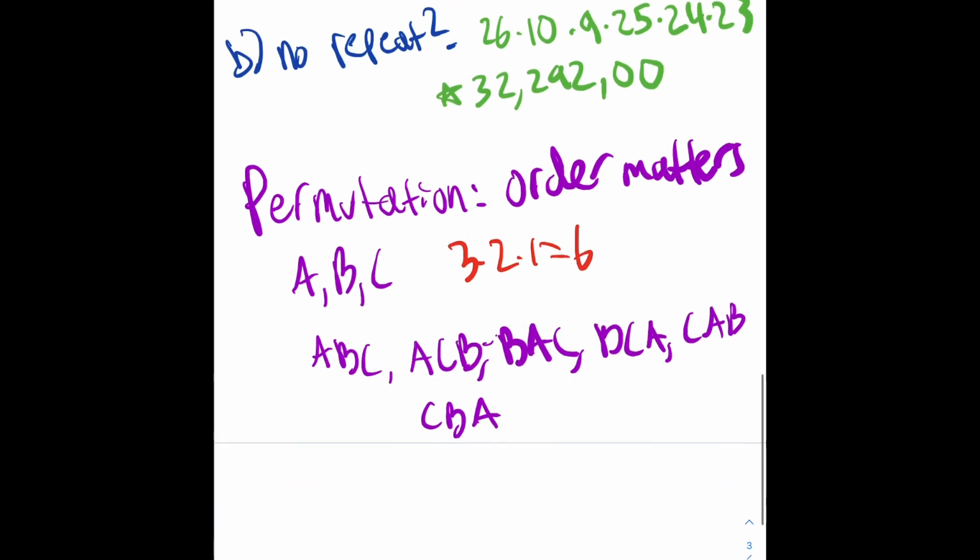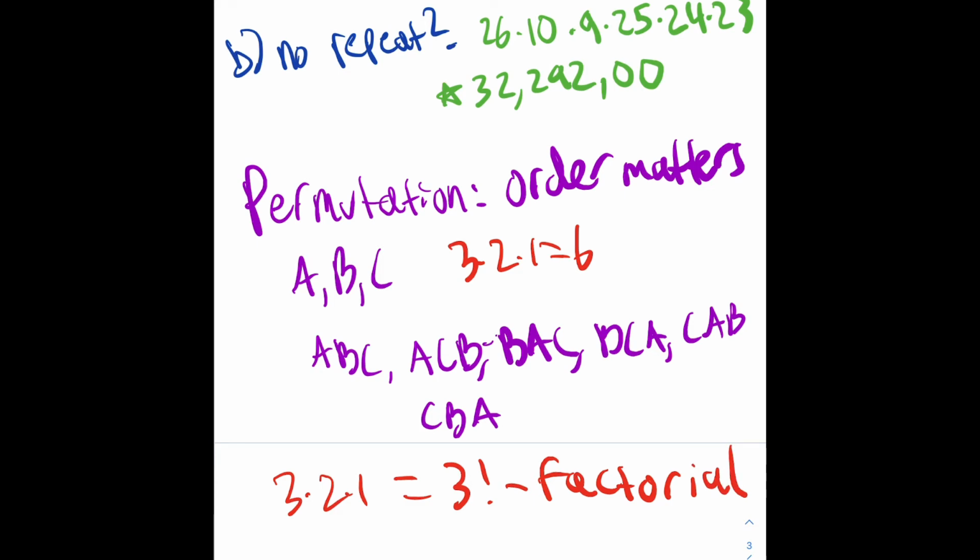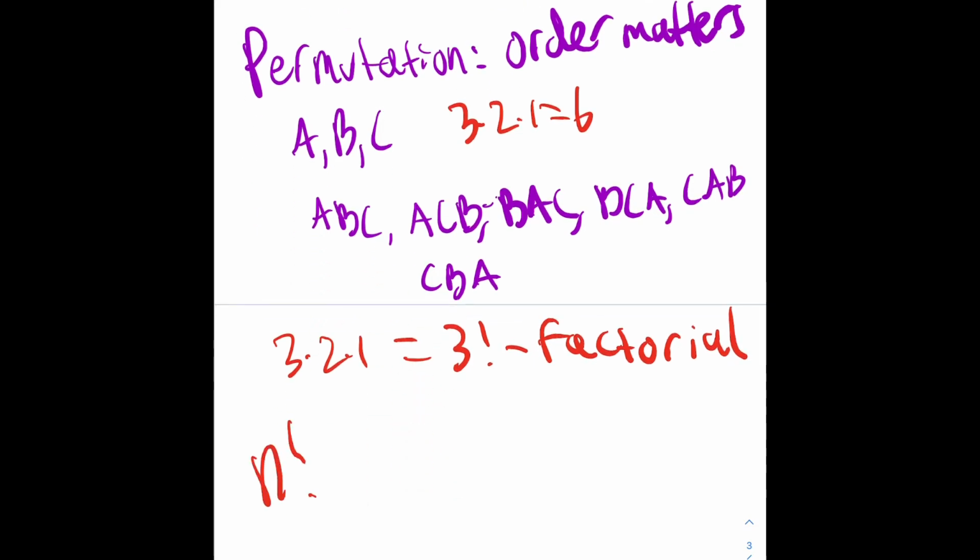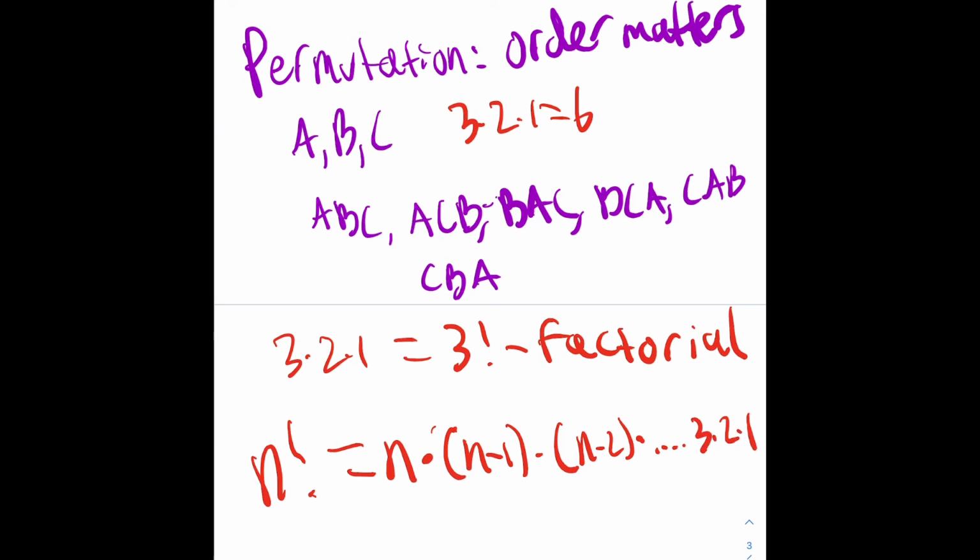This expression, 3 times 2 times 1, can be written as a factorial. So 3 with an exclamation point next to it is a factorial. And again, it doesn't matter what the number is, you will just multiply down. Whatever that number is, you multiply it all the way down until you get to multiplying by 1.